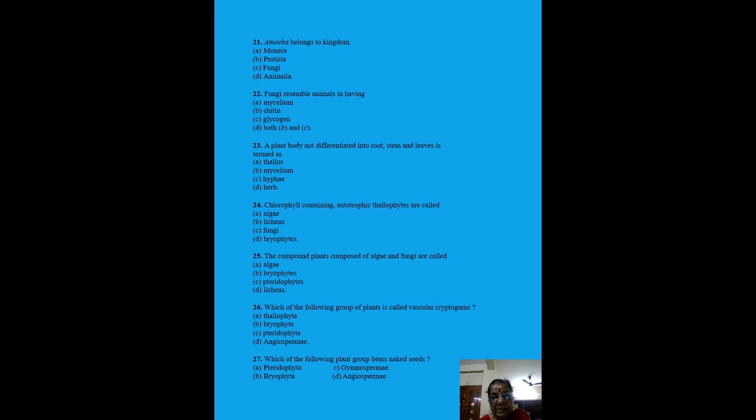That is pteridophyta. Vascular cryptogam, that is pteridophyta. Then which of the following group have naked seed? It is Gymnosperm. Gymnosperm is having naked seed.